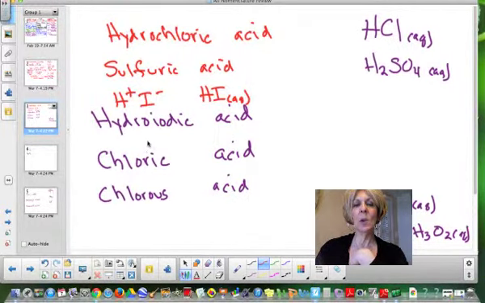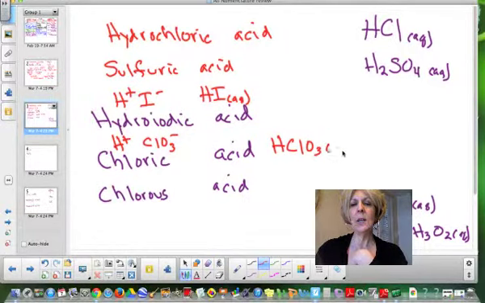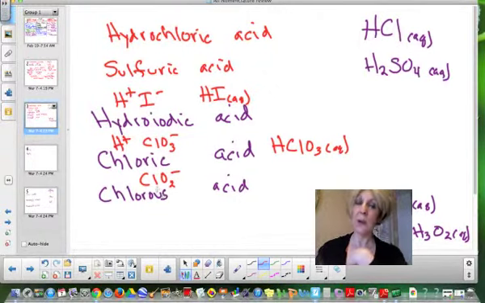Chloric acid. Chloric comes from chlorate, and chlorate you memorized is ClO3 -1, and so I'm going to need one hydrogen on there, and so I would write HClO3 AQ. Chlorous acid, that comes from chlorite, which is one less oxygen than chlorate, and so this would be HClO2 AQ.